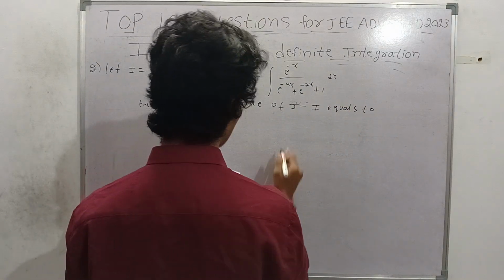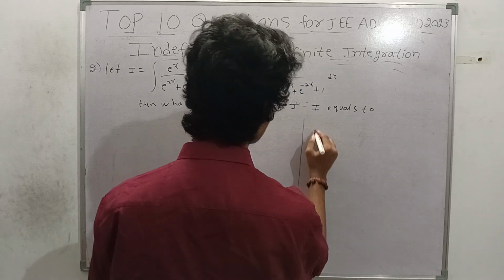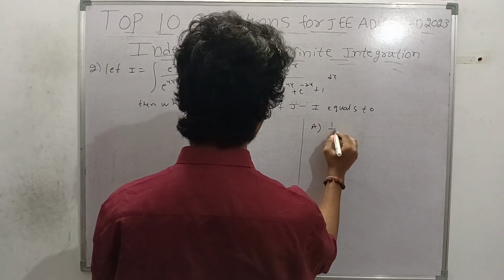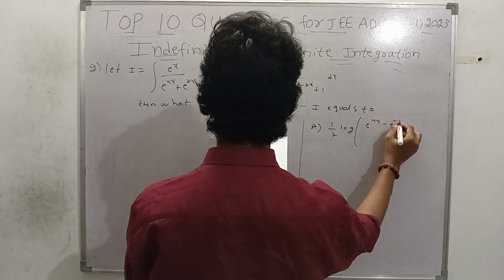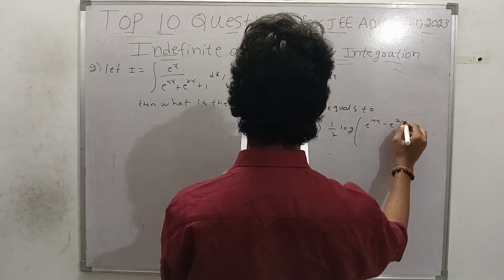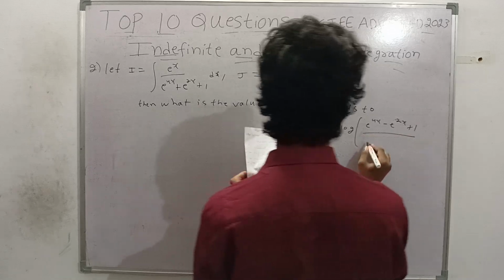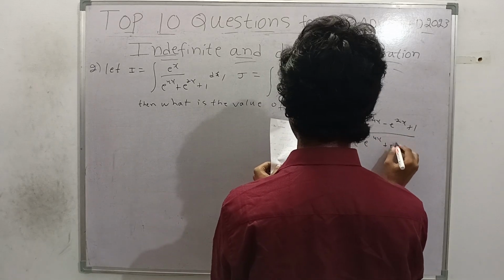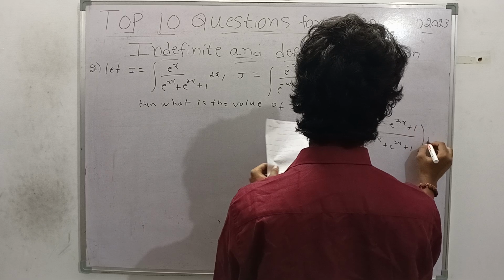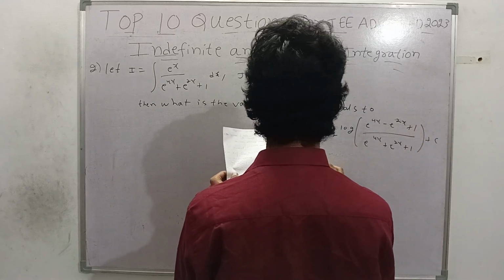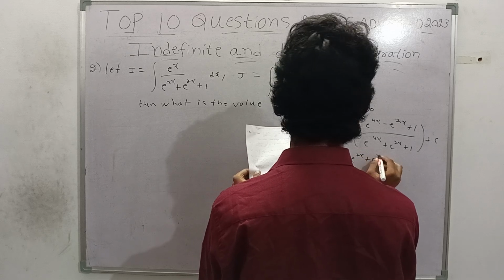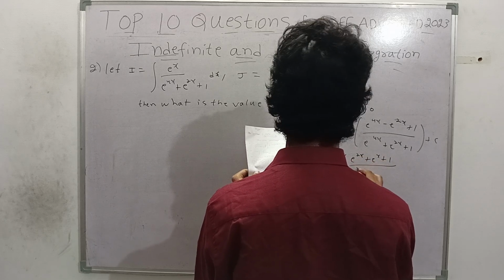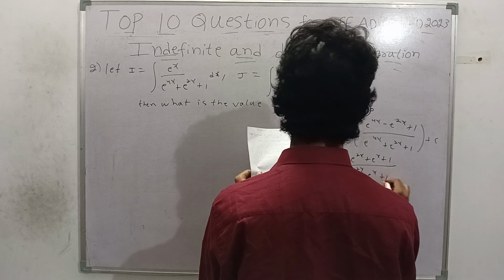and now there are 4 options. Option A: 1 by 2 log of e power 4x minus e power 2x plus 1 divided by e power 4x plus e power 2x plus 1, plus c here, and option B is half log of e power 2x plus e power x plus 1 divided by e power 2x minus e power x plus 1, plus c.